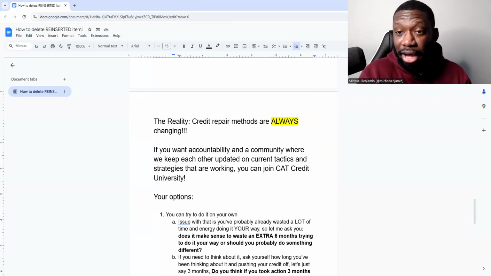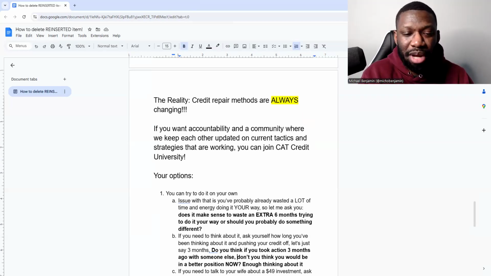Those of y'all that need to think about it, I understand, you may need to think about it. Ask yourself how long you've been thinking about it and pushing your credit off. Let's just say it's only been 3 months. Don't you think that if you took action 3 months ago with somebody else, you would be in a better position than you are now? Mr. or Mrs. I need to think about it.